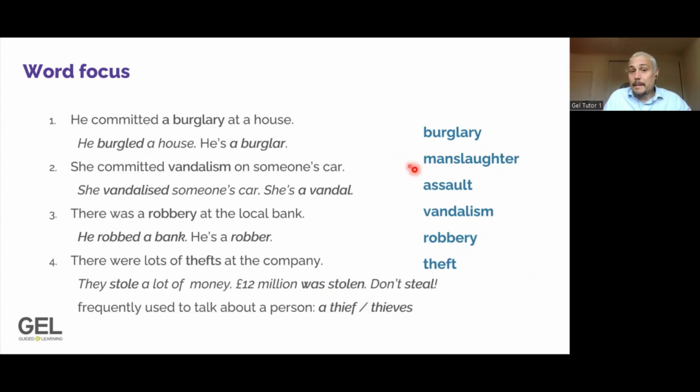The last noun, manslaughter, does not have a verb and does not have a noun to describe the person. So for this crime, we use the verb commit. Commit manslaughter.